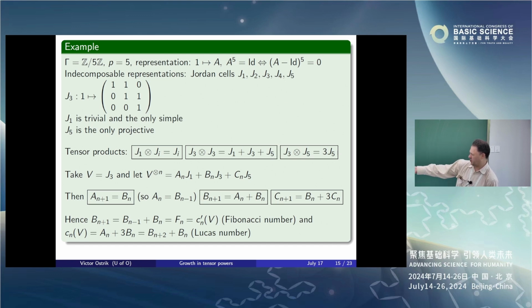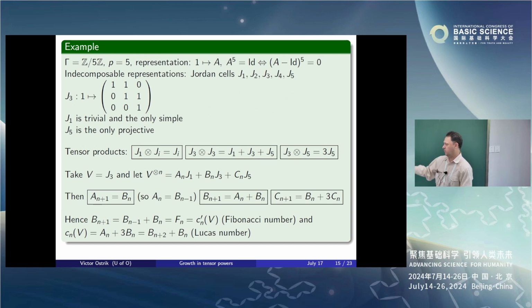So this number is actually exactly my sequence Cn prime, which counts the number of indecomposable summands. If you want to find the dimension of indecomposable summands, you count An with multiplicity 1 because the dimension of J1 is 1, and Bn with multiplicity 3 because the dimension of J3 is 3. And what you will get is some relatives of Fibonacci numbers, which are called Lucas numbers.